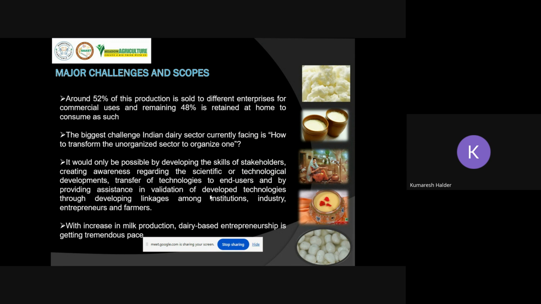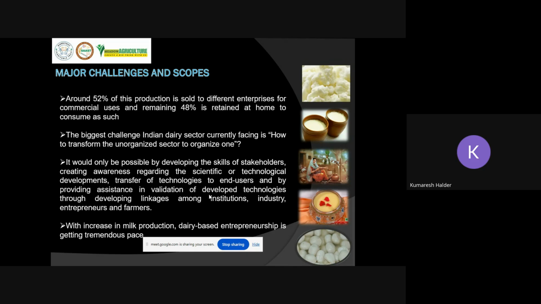So what are the major challenges and scopes available if you want to be an entrepreneur? Around 52% of the milk available is for commercial uses, and the remaining 48% is used by households, meaning small entrepreneurs or village households, small farmers. They are either directly consuming it as such or converting it to various products. That is the biggest challenge: how to convert this unorganized sector to an organized one. Otherwise the growth of the dairy industry will be challenged in future. That is our major challenge for the dairy industry.